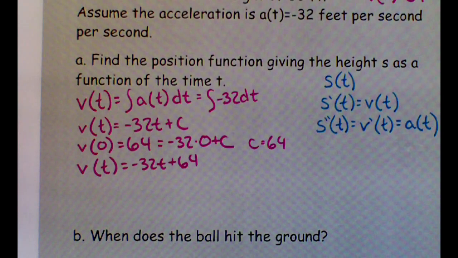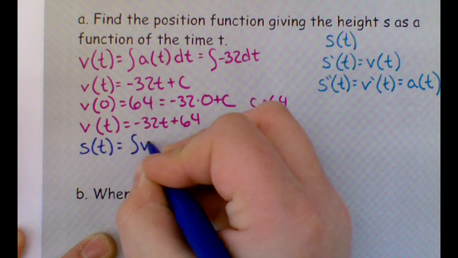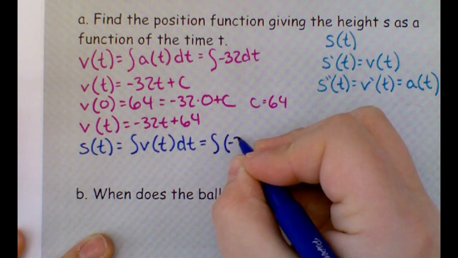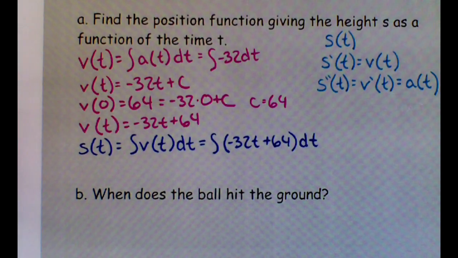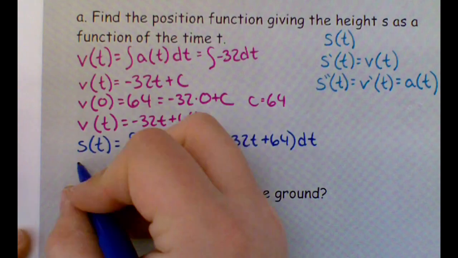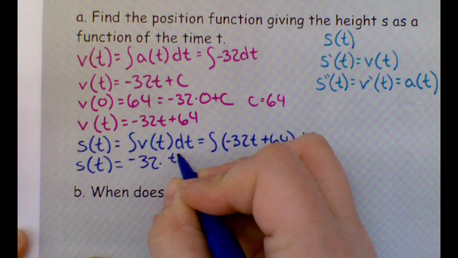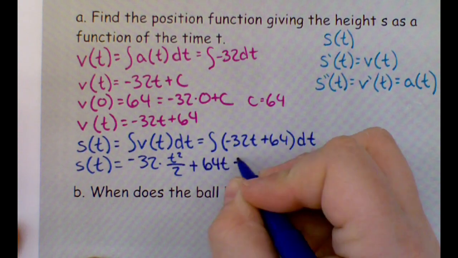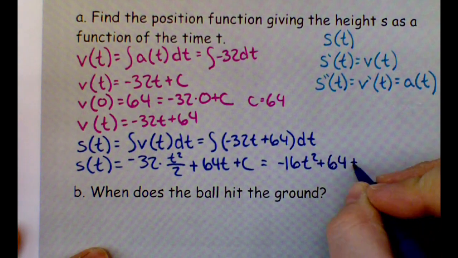But that's not what I wanted. It wanted the position function. Position is the antiderivative of velocity then. So s of t equals the antiderivative of v of t dt. So that's the antiderivative of negative 32t plus 64 dt. So the antiderivative would be negative 32 times t squared divided by 2, plus 64t plus c, which is negative 16t squared plus 64t plus c.